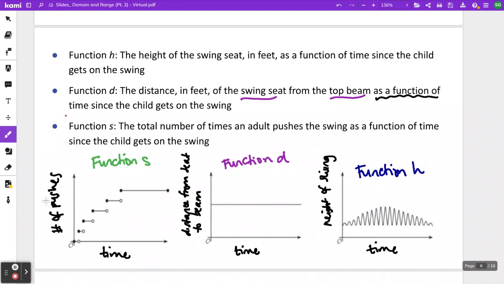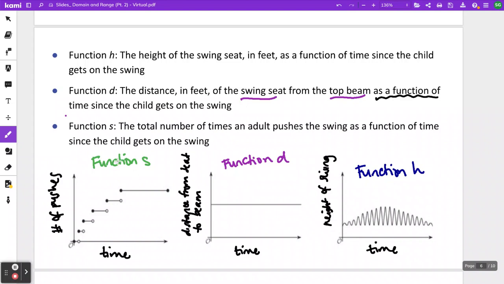All right, I went ahead and put those labels up there. For function H, the same way I figured out function D, I know my x-axis is time again. Notice it was time for all three of these. And then my y-axis, or my vertical axis, is going to be the height of swing. So again, this is function H because we see as you're swinging, the height's going to go up and down and up and down and up and down.